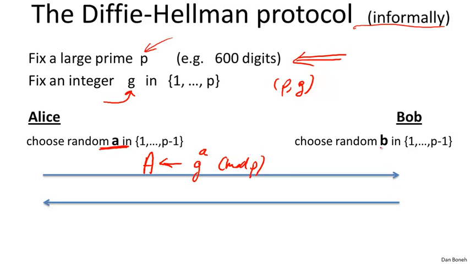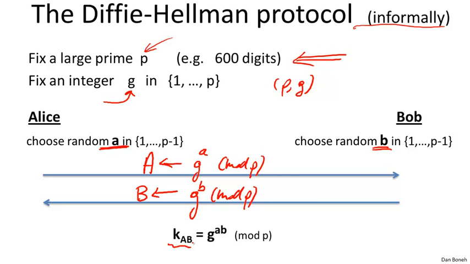Now Bob is going to do the same thing. He's going to choose a random number b in the range 1 to p minus 1. He's going to compute g to the b modulo p. And let's call this number capital B. And he's going to send this number B over to Alice. So Alice sends A to Bob. Bob sends B to Alice. And now I claim that they can generate a shared secret key. So what's the shared secret key? Well, let's call it K_AB, and it's basically defined as the value g to the power of a times b.